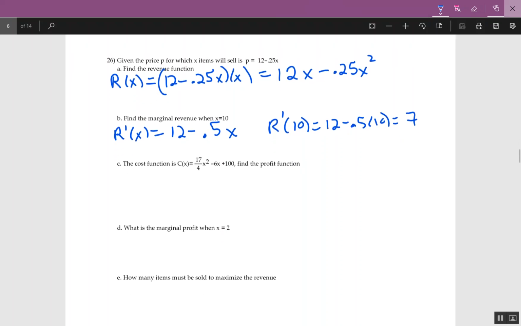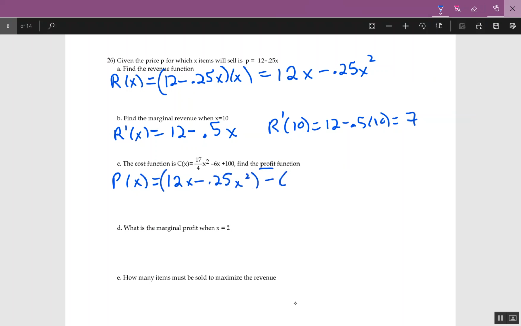Part C brings the cost in. So it says the cost is 17 over 4x squared minus 6x plus 100. We want to find the profit function. So P of x is R minus C. So my revenue, we said in the first step, was 12x minus 0.25x squared.